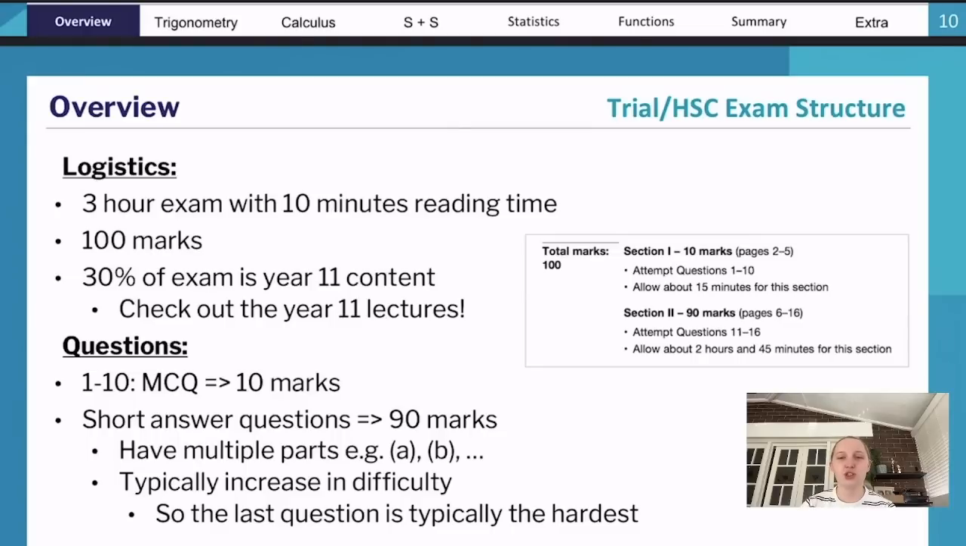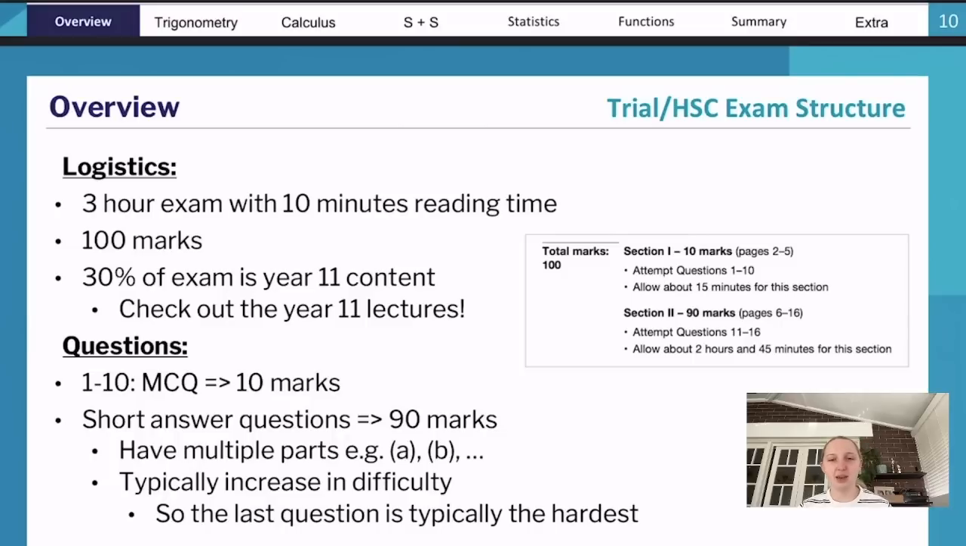Like you just work through the questions and all of a sudden you've only got 20 minutes left. So yeah, it's a 3-hour exam. You do get 10 minutes of reading time at the very beginning. Reading time in maths, I think, is quite different to other subjects.